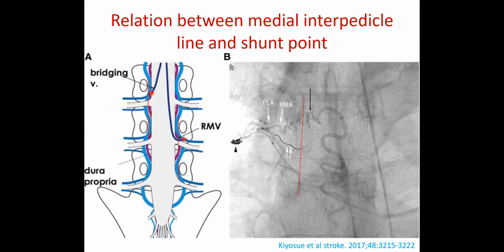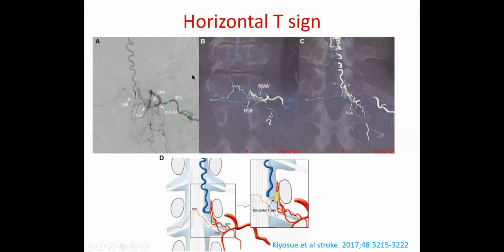This figure shows the relationship between the medial interpedicle line and the shunt. This is the red line, the medial interpedicle line. What is important about this line is that, according to it, we can see the shunt point here with the RMB, which is lateral. In this other case, the shunt point is draining into the bridging vein, which is located on the medial side. So this line helps to locate the site of the lesion.